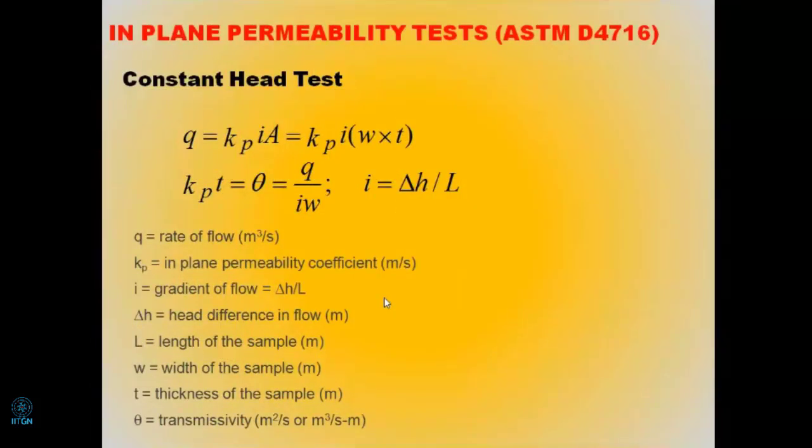This is the formula for calculation purpose of constant head test in plane permeability. Here we have to determine the rate of flow in meter cube per second. Then Kp is the in-plane permeability coefficient, which we have to calculate. We have to maintain the gradient of flow, delta H upon L. Delta H is the height difference and L is the length of the sample.